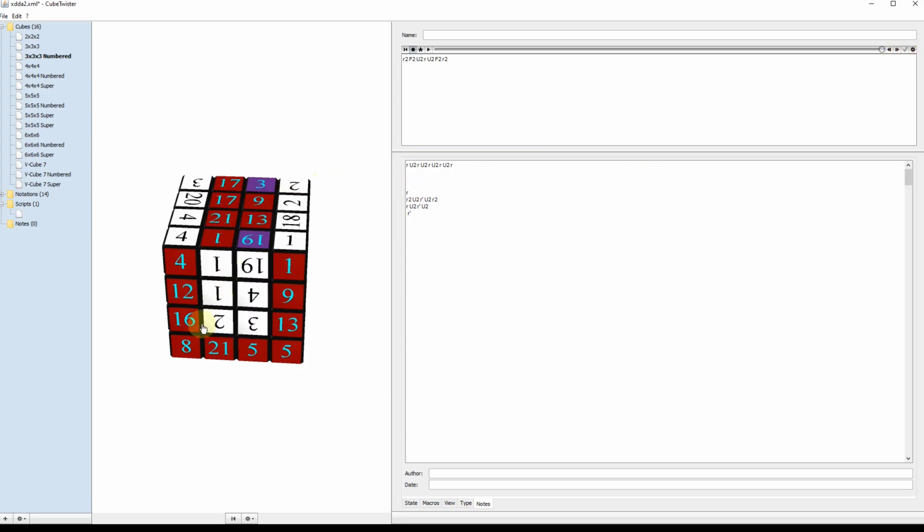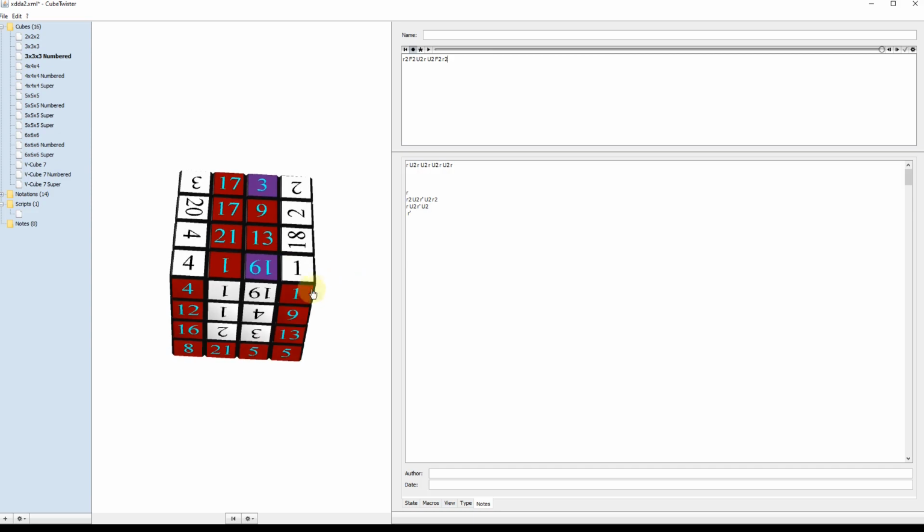So when you do that, we're going to basically switch two adjacent centers. And now we have what's called a 4-cycle instead of what it was before, which was PLL parity, a 2-2 cycle. But basically, it's a quarter turn, so it's an odd permutation. That's what parity is, and that's what this algorithm is. It's an odd parity algorithm.